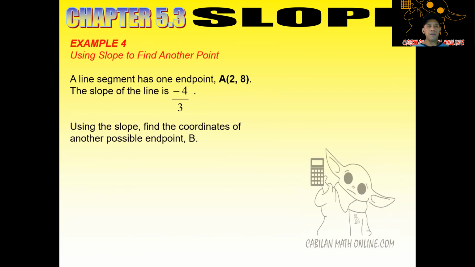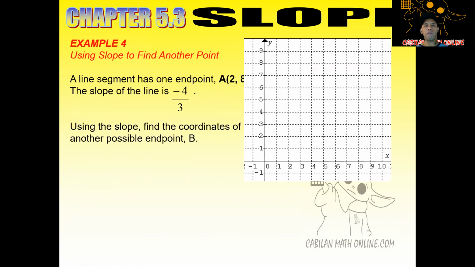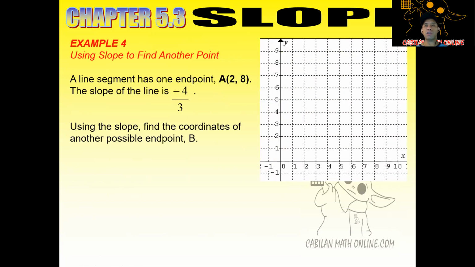It says here, a line segment has one endpoint given the coordinates (2, 8). And all we know about this line is the slope of this particular line is -4/3. Now you notice for this example, I put the negative on the numerator because you're going to see how it's going to be applied. It says, using the slope, find the coordinates of another possible endpoint B. And the way we're going to do this is to use a graph and then follow the next set of instructions that I'm about to put up here.